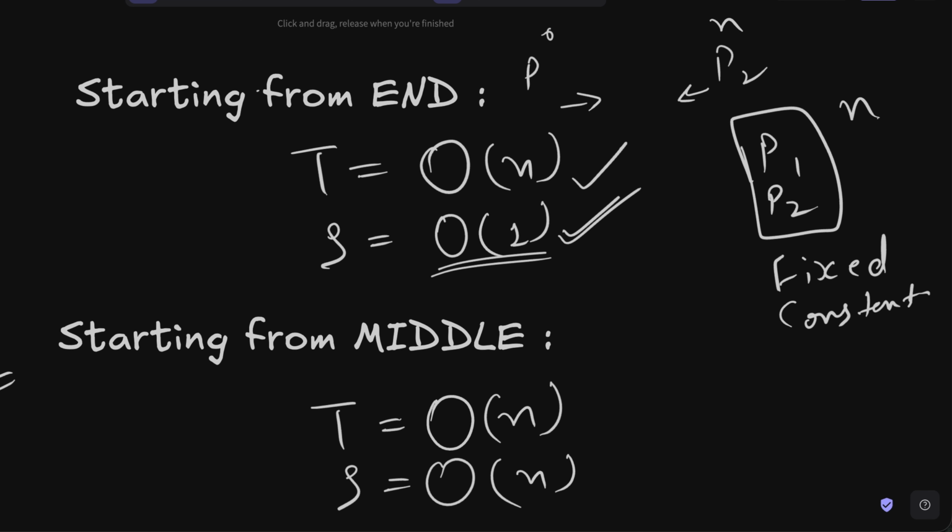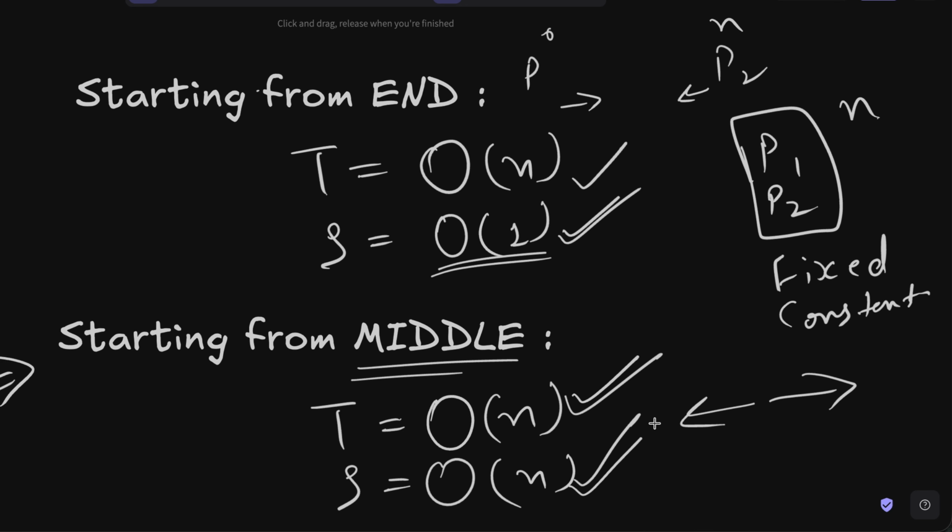Now when we talk about the approach that we are currently using, that is starting from the middle, the time complexity is still order of n because we are going through each and every element in the array or string only once. But the space complexity in this case is order of n because we are using an array to actually get the cleaned version of the given string. And this array may actually end up containing n elements in the worst scenario, because in the worst scenario, every element in the given string will be simply an alphanumeric element, so we will end up storing all of it in the array.